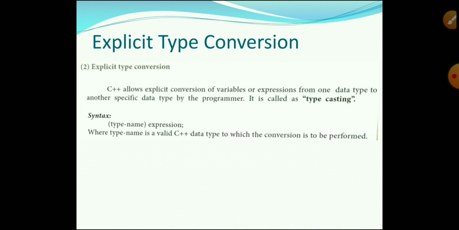Next one is explicit type conversion. What does it mean, sir? Explicit conversion converts variables or expressions from one data type to another specific data type by the programmer. It is called typecasting. From one data type to another specific data type, that is called typecasting. We have to mention the type name and the expression, and the syntax is given here itself.